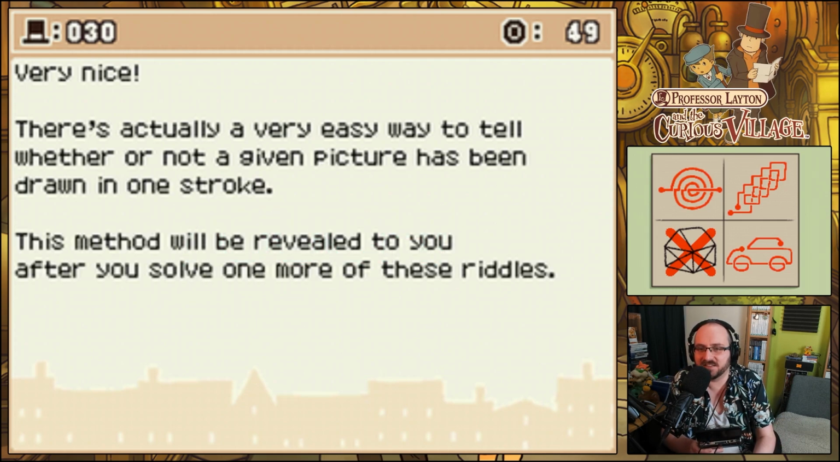There's actually a very easy way to tell whether or not a given picture has been drawn in one stroke. This method will be revealed to you after you solve one more of these riddles. Oh, how dare you!